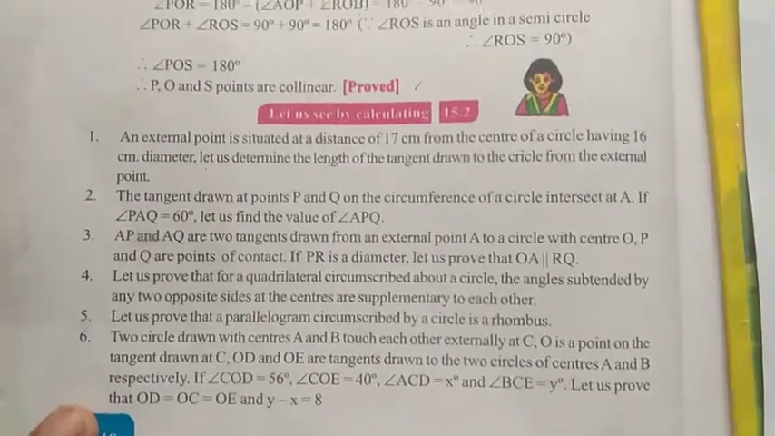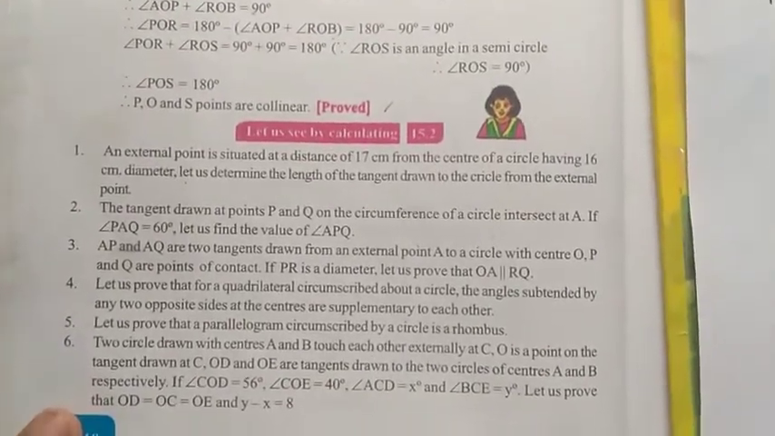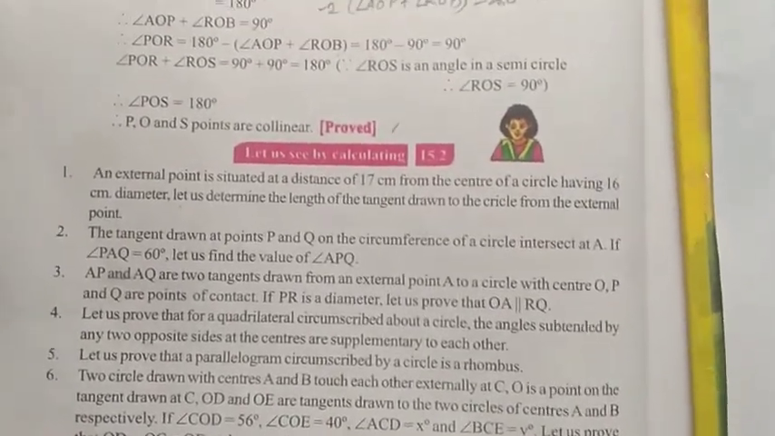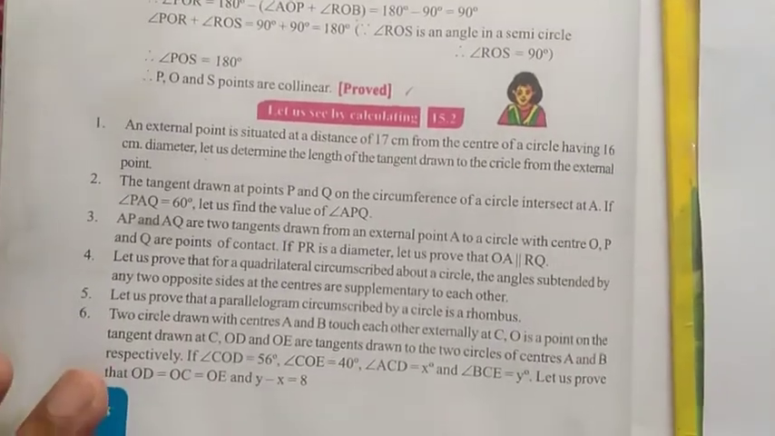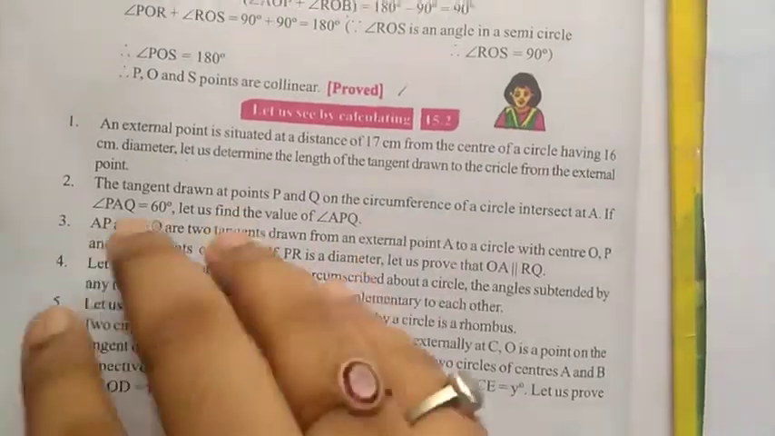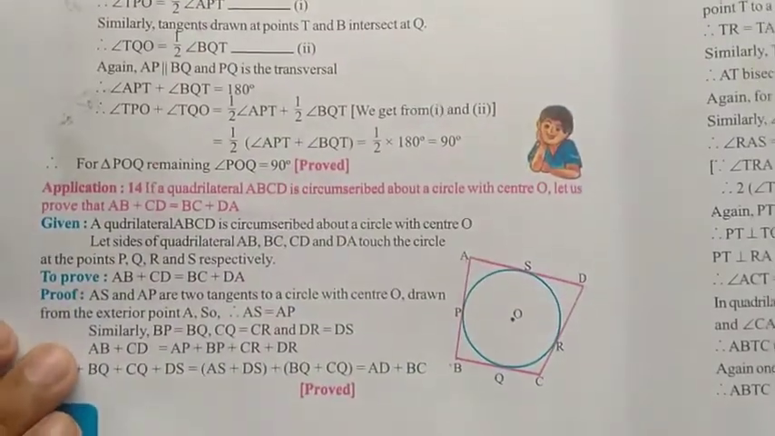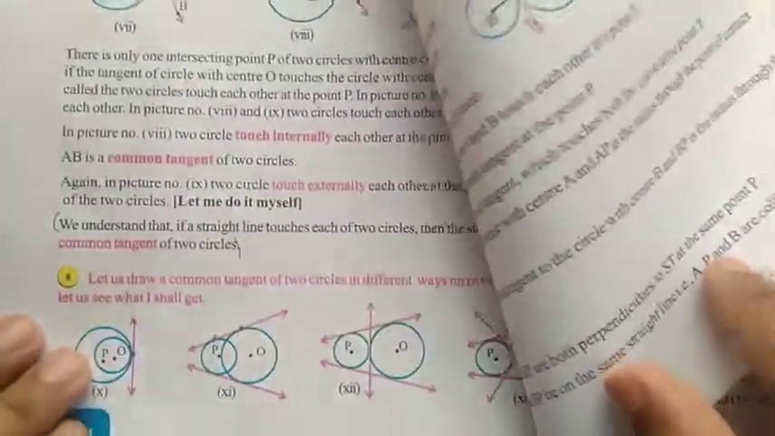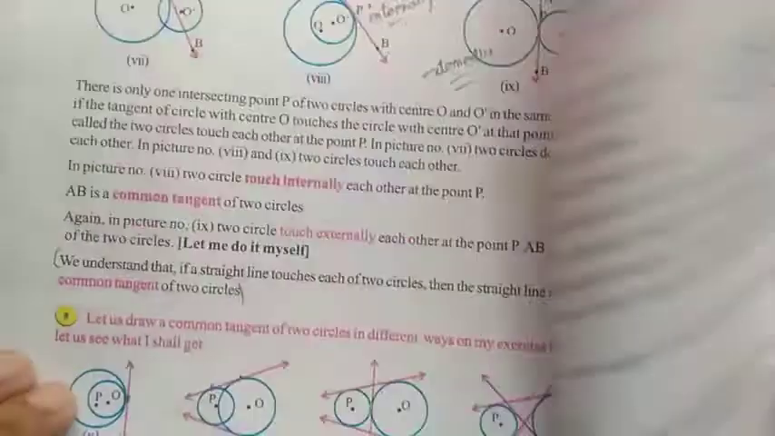Okay, today we are going to start chapter number 15.2. Chapter name is theorem related to tangent of a circle. So before starting, we have to discuss or memorize the theorems one more time. Here we have to deal with three important theorems.